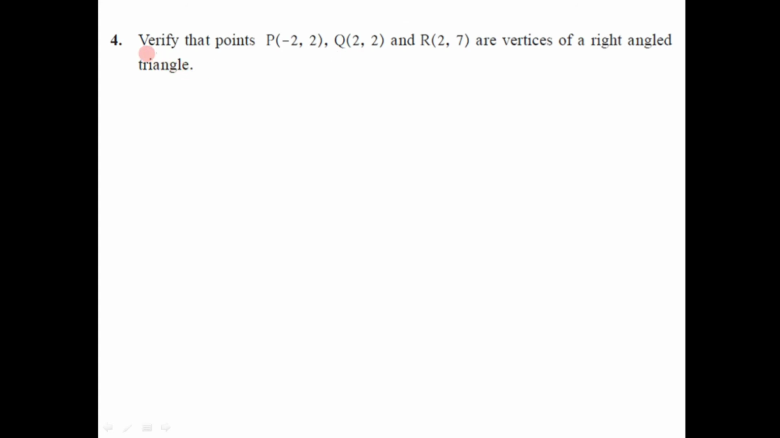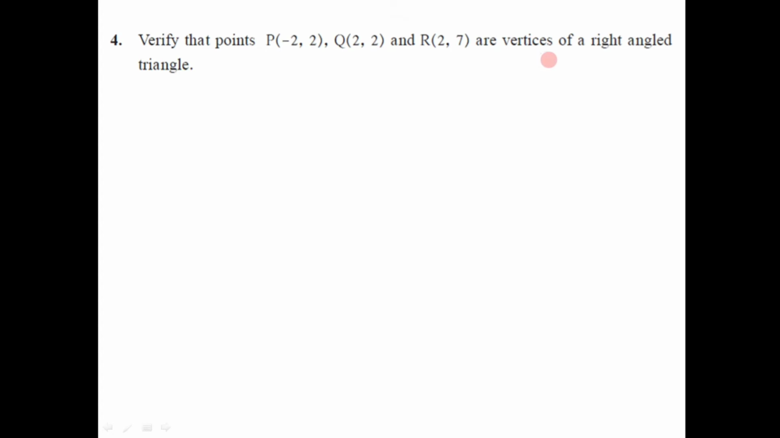Now let us consider the next problem. Verify that points P minus 2, 2, Q 2, 2 and R 2, 7 are the vertices of a right angled triangle. Now in this problem also we have to decide whether these 3 points are the vertices of a right angled triangle or not. So here we have to use the property of right angled triangle.